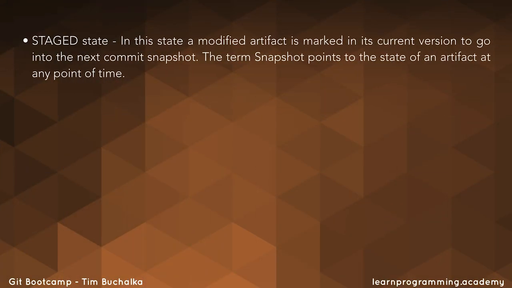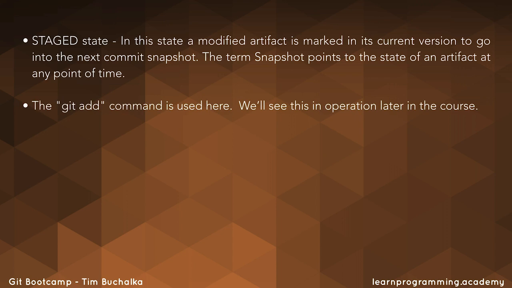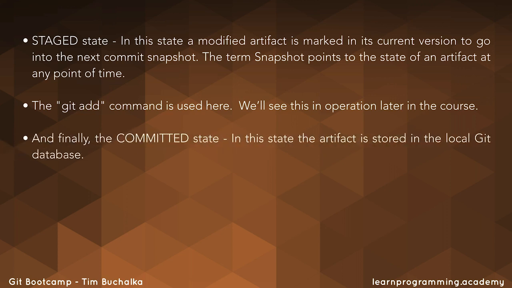The next state is the stage state. In this state, a modified artifact is marked in its current version to go into the next commit snapshot. Now the term snapshot points to the state of an artifact at any point in time. Now to get into the stage state, we use the git add command, and we'll be seeing this in operation later in the course. And the last state is the committed state.